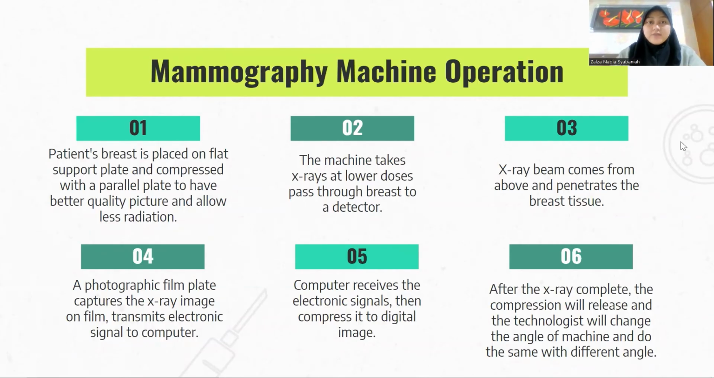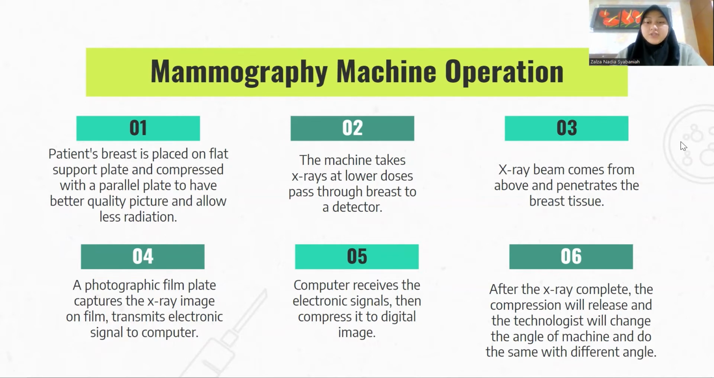So what is the mechanism of mammography machine operation? The first is the patient's breast is placed on a flat support plate and compressed with a parallel plate to have a better quality picture and allow less radiation. The second is the machine takes X-rays at lower doses that pass through the breast to the detector. And then the X-ray beam comes from above and penetrates the breast tissue. And then a radiographic film plate captures the X-ray image on film and transmits an electronic signal to the computer.